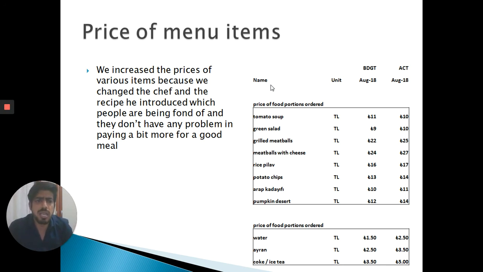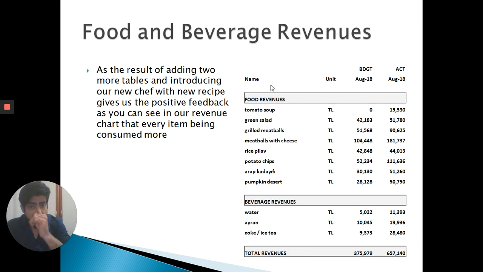And as you can see, I do not put a lot of increment in prices, so it's a good deal to catch. Next slide, food and beverages revenue. As you can see, as a result of adding two more tables and introducing our new chef and new recipe, the feedback is really positive. People are coming and enjoying our meals, and this thing result in our revenues. And as you can see, our every dish is consuming more, so it's a very good impact on our revenue because of few changes I made in my restaurant.